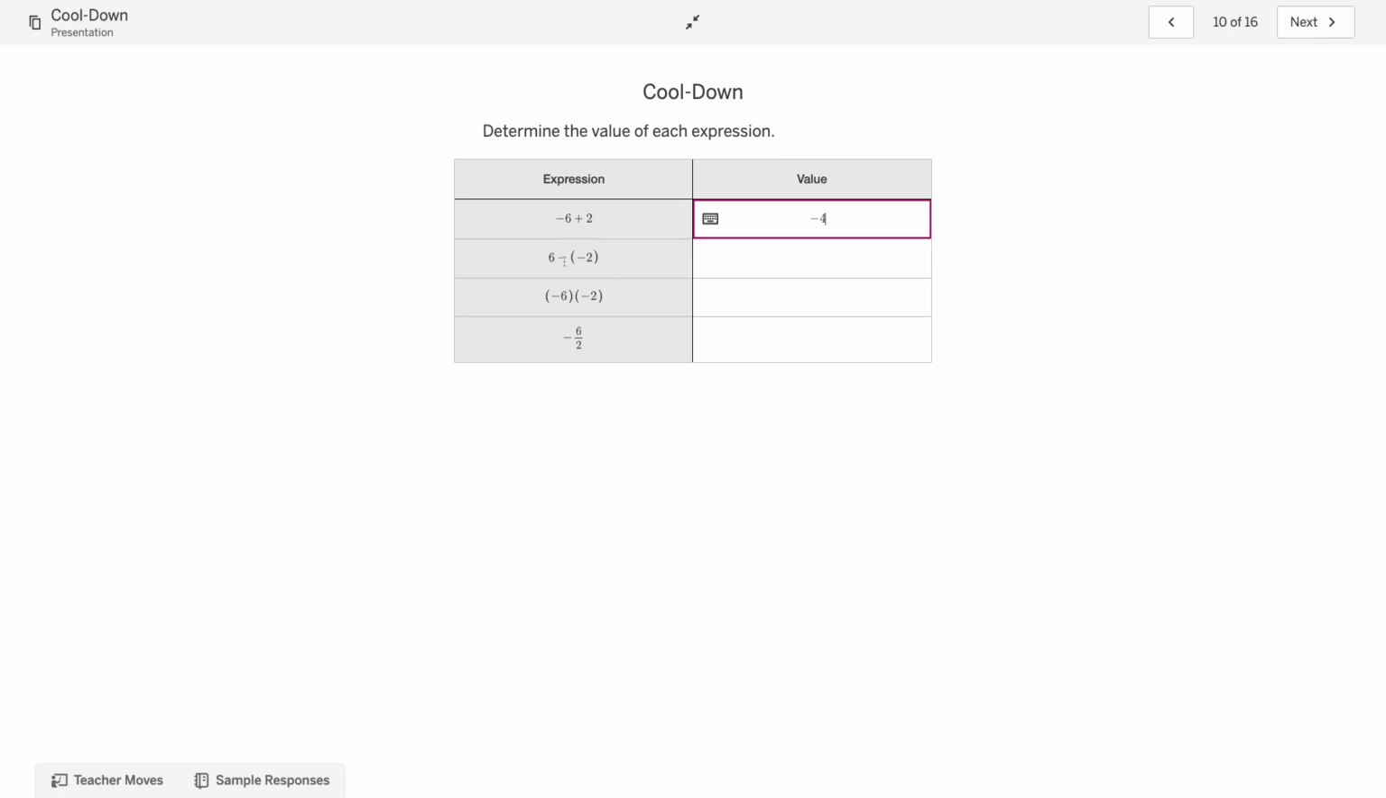I have 6 minus negative 2. Well, subtracting a negative is like adding a positive. And that's going to give me 6 plus 2, which is 8. I'm multiplying these two numbers together. They're both negative. That means I'm going to get a positive answer. So I just multiply the numbers as they are. 6 and 2 gives me 12. And then finally, this says the opposite of 6 divided by 2. Well, 6 divided by 2 is 3. So the opposite would be negative 3. And those should be your answers.